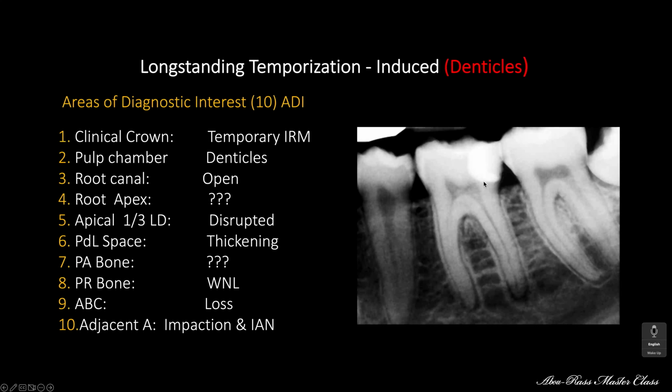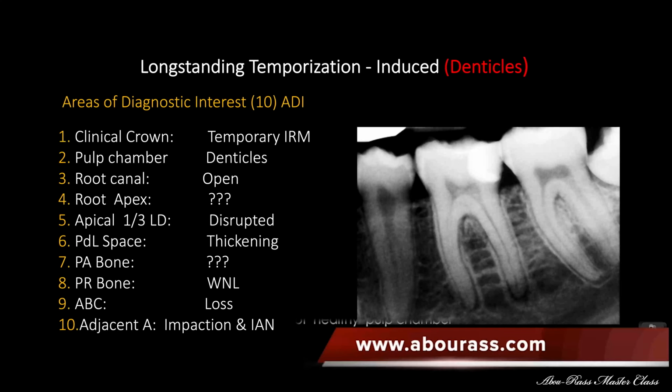This is long-standing temporization. With long-standing temporization, we have coronal microleakage. Here again, you see the opacities. You see the recession of the pulp horn. And if we continue down into the canal, we observe at the apical third the loss of the lamina dura and the thickening of the periodontal ligament space. Extremely important landmarks in terms of endodontic pathology and periodontic pathology.